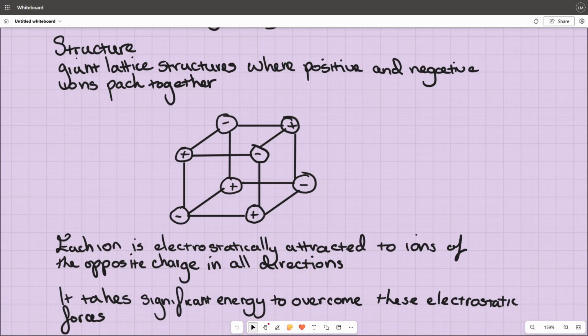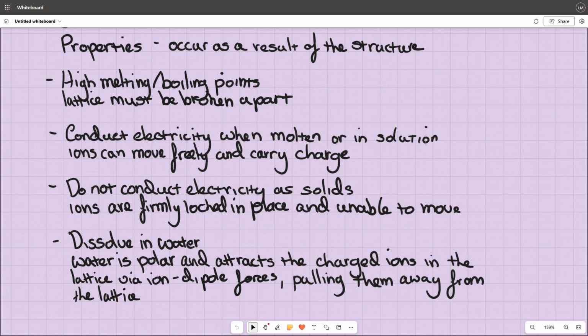So I know I've just done a square, but you have to imagine that from one positive ion, every other direction is negative, and vice versa. So for one negative ion, every bond it has is to a positive. And these bonds are very strong, like I said before, and so it takes significant energy to overcome these electrostatic forces. Okay, and the last thing to talk about is the properties that they have because of this structure.